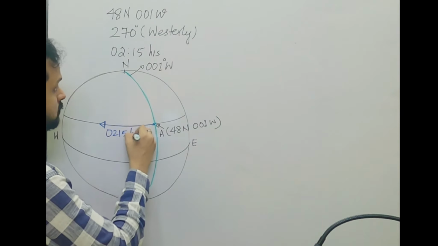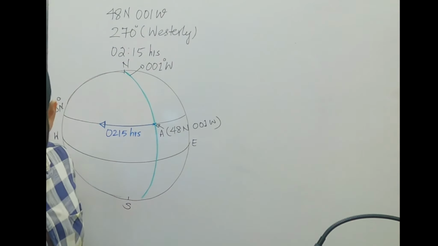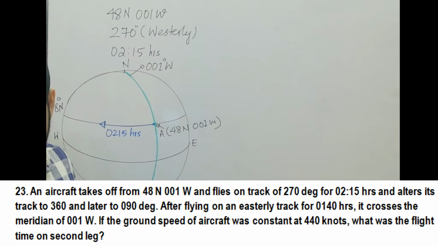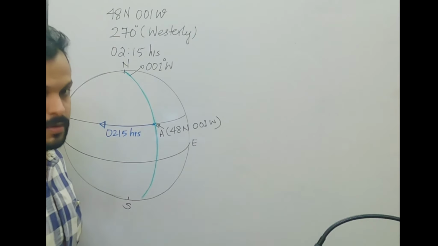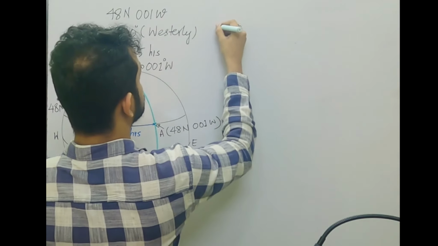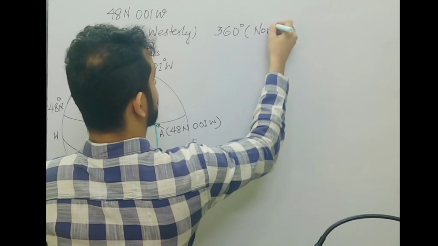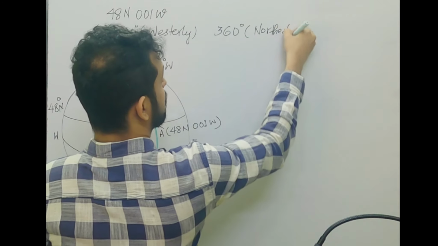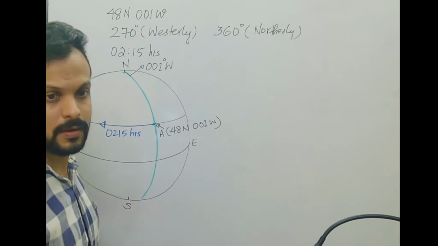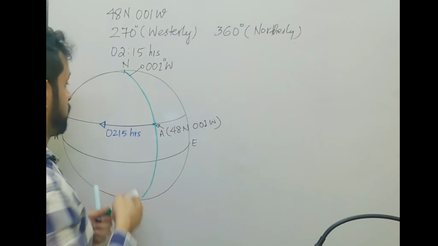2 hours 15 minutes. For 2 hours and 15 minutes, yes. And then what is happening after that? After reaching some random meridian, I'm then tracking 360. And what track is that? Towards north. So 360 degree is a northerly track. So northerly track means along what are we tracking? Along a meridian. Very good, along a meridian.